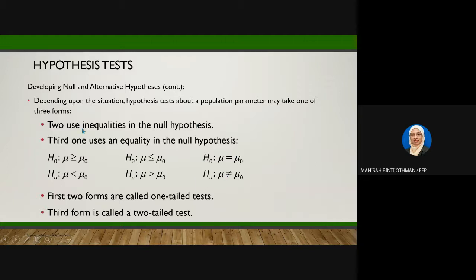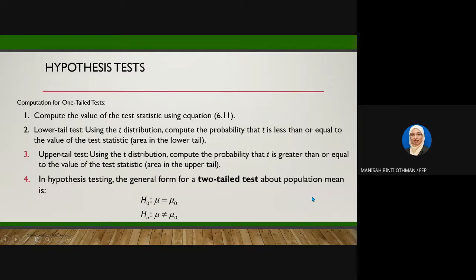So remember this is one tail and this is two tail. Why is it one tail? That will determine the rejection area. So one rejection area only, and this is two rejection areas. This applies not only to one tail, it's for hypothesis testing in general, either one tail or two tail, or proportion.